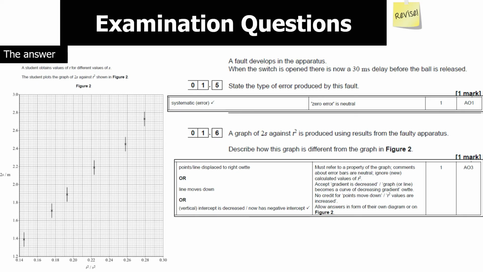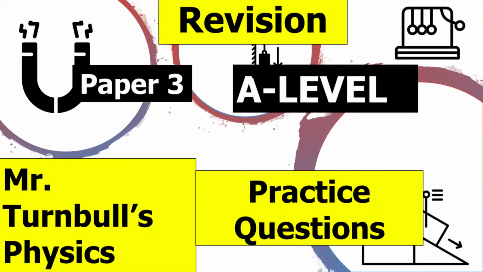So what you'll notice is the points will all be displaced further to the right, because all the values for t will be bigger than they should be, so it'll affect where your x-intercept is. The y-intercept will also decrease because they've all been shifted across, so it's going to hit the y-axis at a lower value. But it's important to note that the systematic error will not affect your gradient, so it'll still have the same steepness.